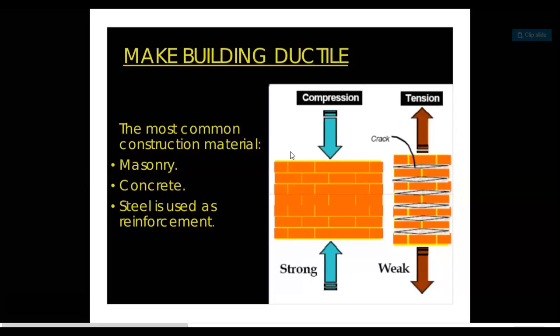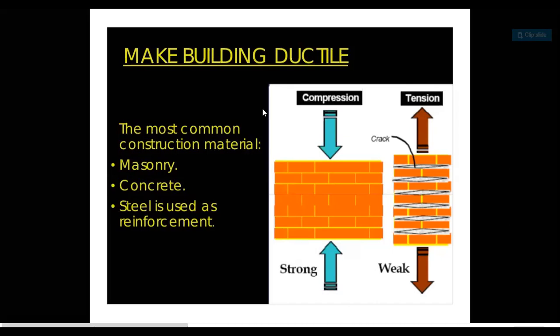We have seen this concept of ductility and some of the points. Now we will see how to make the building ductile with respect to all types of RCC members. We have seen the most common construction materials used: masonry, concrete and steel. All these materials should be in a good position, with good properties, resistivity and the strength to resist the different types of loads that come on the structures.